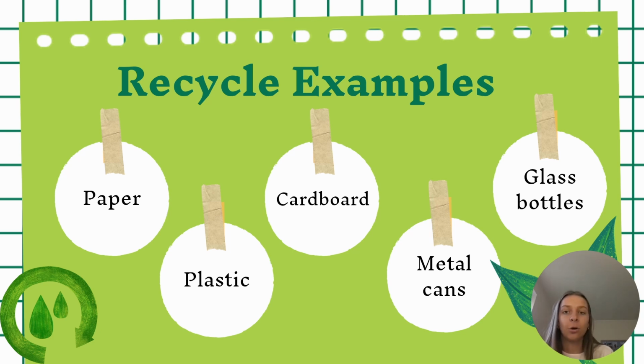Recycling is turning old items into new ones. Paper, plastic, cardboard, metal cans, and glass bottles are all items that we can recycle. This is because they can be broken down and made into something new.